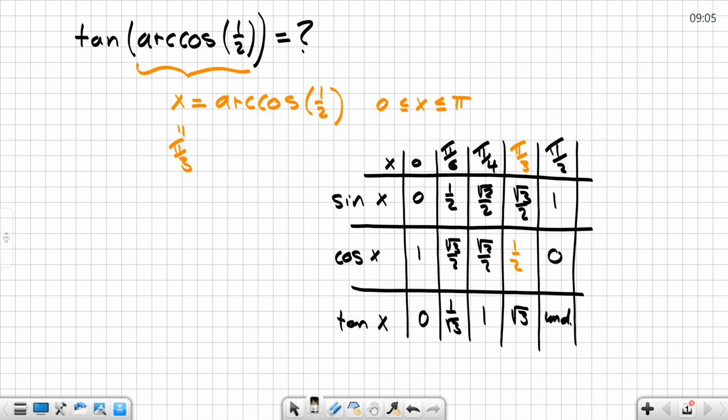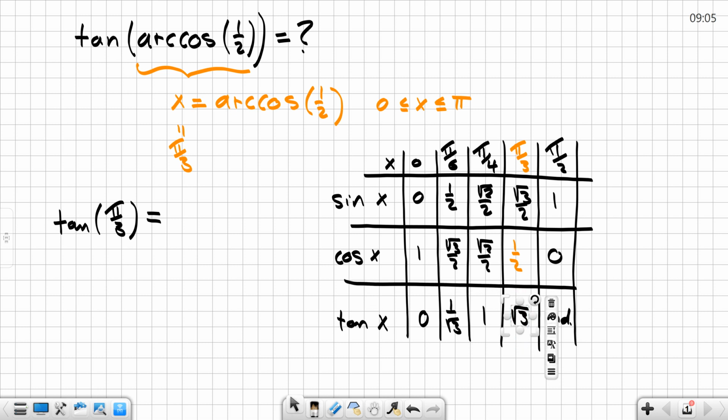So in other words, I have right now that I am looking at tangent of pi over 3. Now for pi over 3, my tangent function will produce the output value of the square root of 3. And we are done.